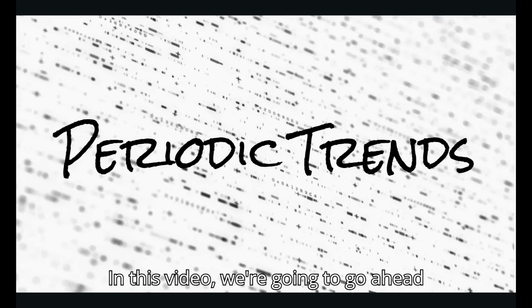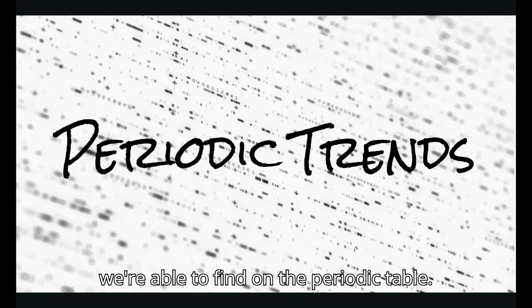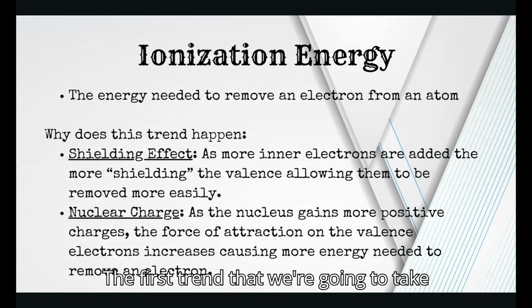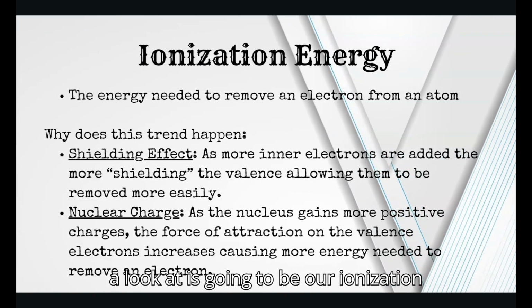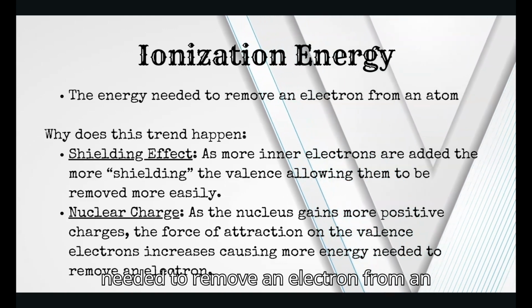In this video, we're going to take a look at other trends that we're able to find on the periodic table. The first trend that we're going to take a look at is ionization energy. This is the energy needed to remove an electron from an atom.